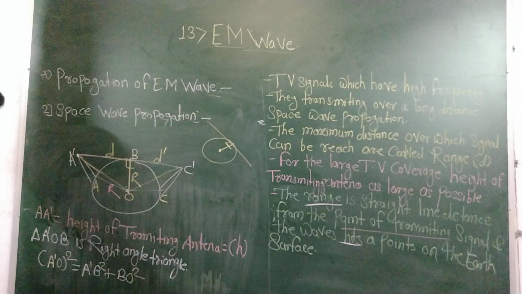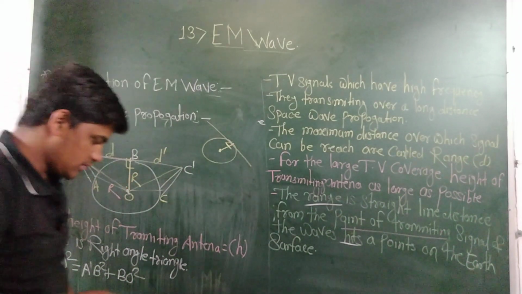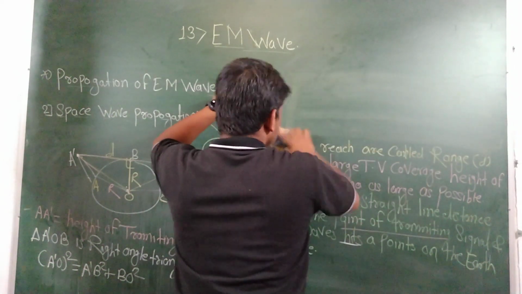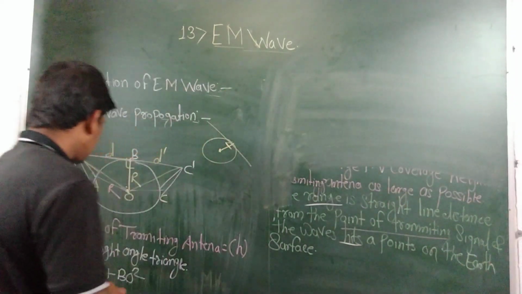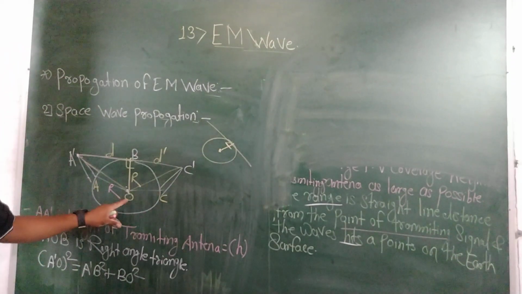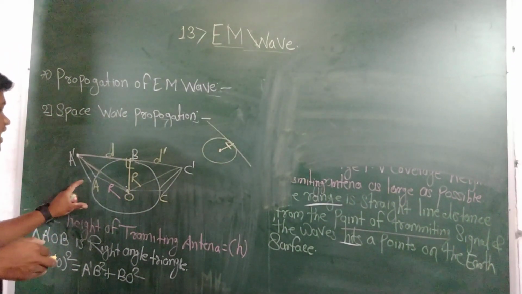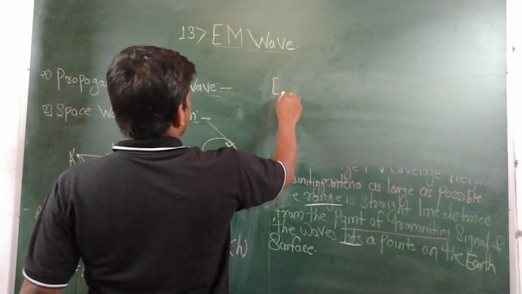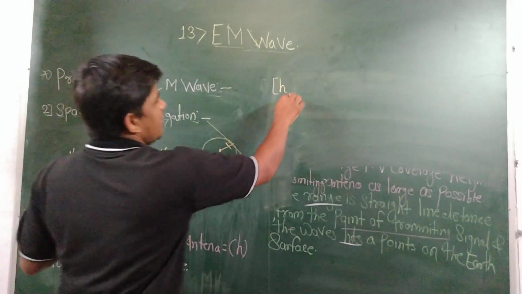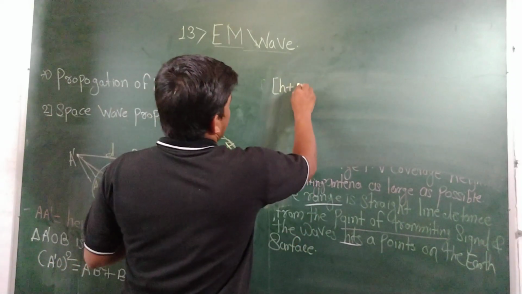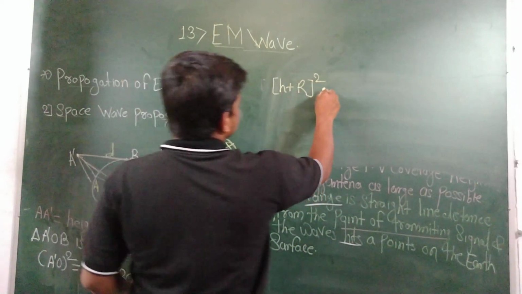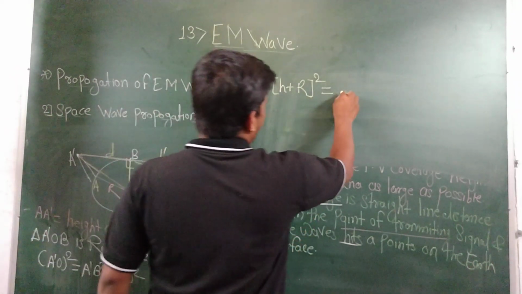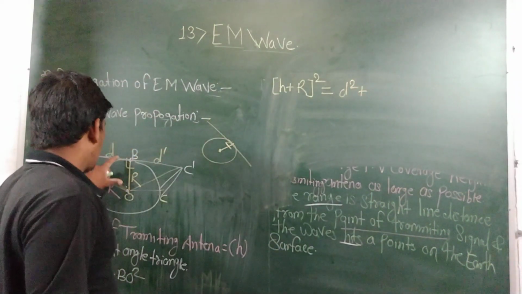We know that OB is the radius of the earth. A dash O is the addition of A dash A plus AO, where AO is R and A dash A is the height h. So for the left hand side, A dash O is h plus R, the radius of the earth, squared, equal to A dash B, which is the distance d, so d squared, plus OB squared.